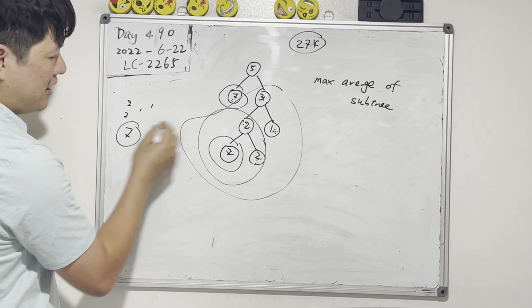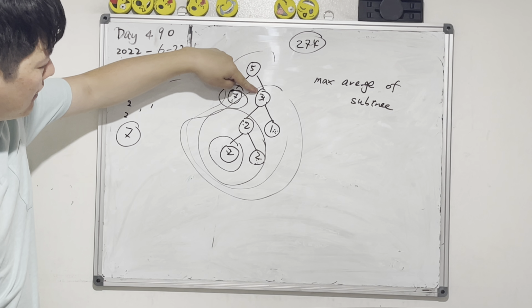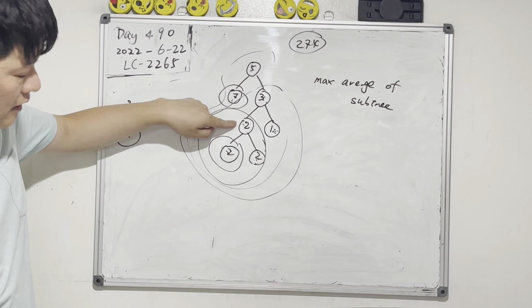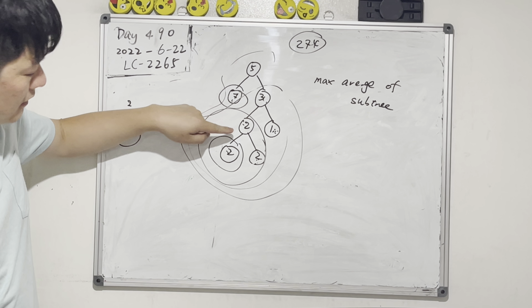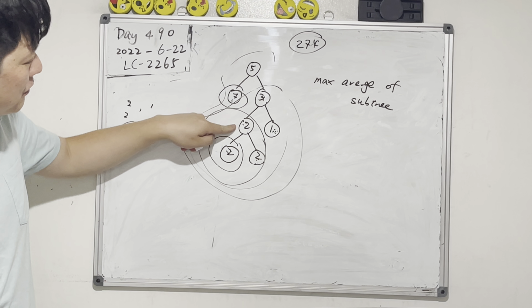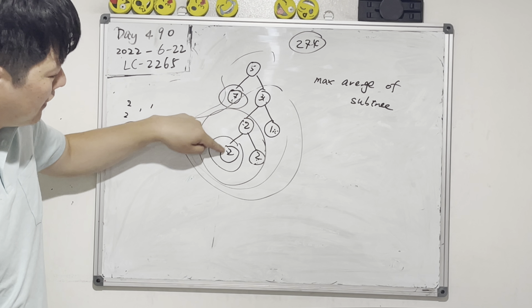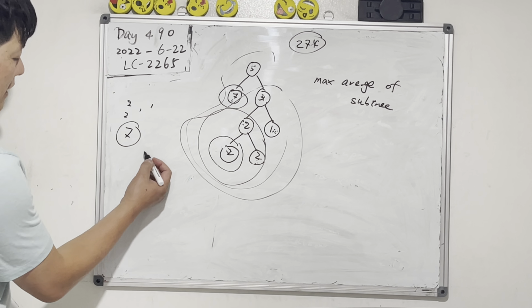What's the average of the entire tree? 5 plus 7 plus 3. 7 plus 15. 10, 15 plus 1, 16. 16 plus 6, 22. Divided by 1, 2, 3, 4, 5, 6, 7. 22 divided by 7. So it's roughly 3 point something, right? So 3.5. The largest will be 7, okay?